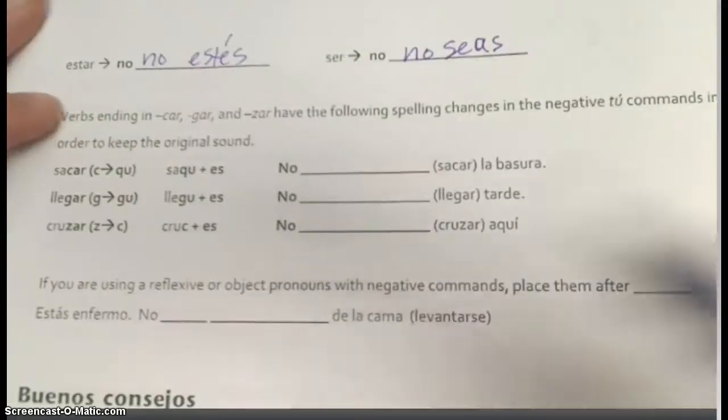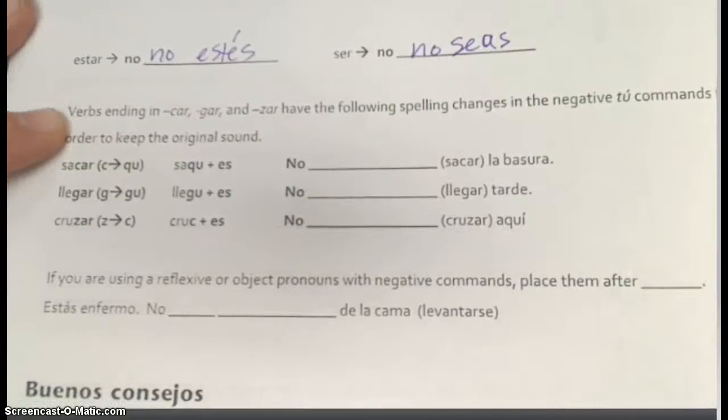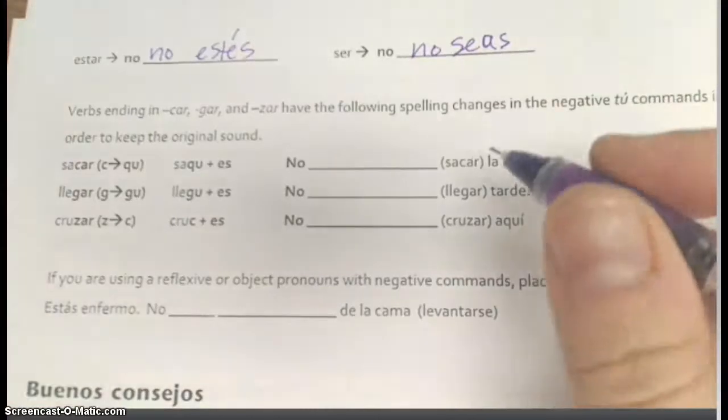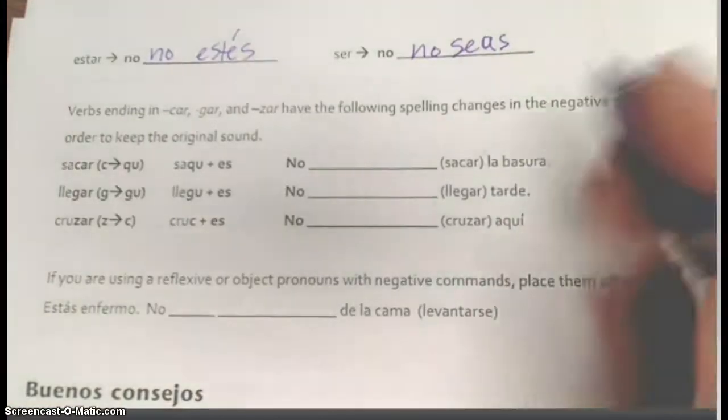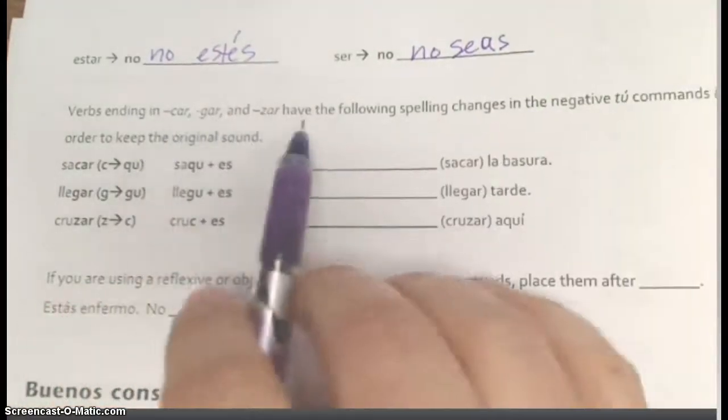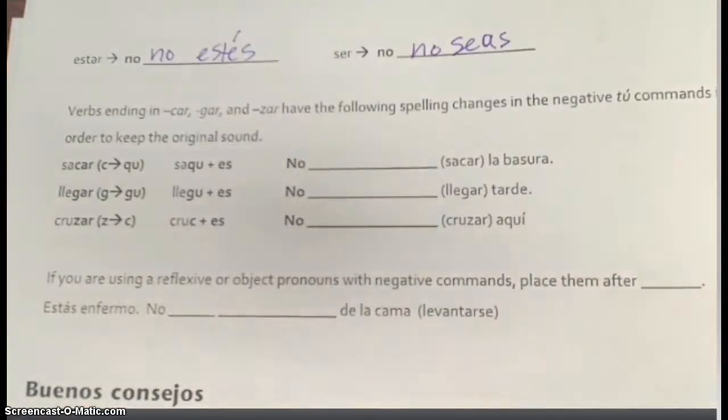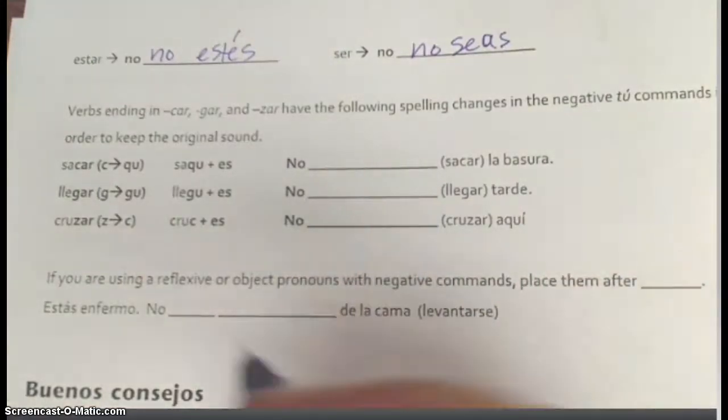All right, these tú commands are going to come in handy when we learn the subjunctive in the next chapter. So definitely this is something you need to learn, not just for this chapter, but for really a lot of the spring semester. Okay, so verbs ending in car, gar, and zar have the following spelling changes in the tú commands in order to keep the original sound.